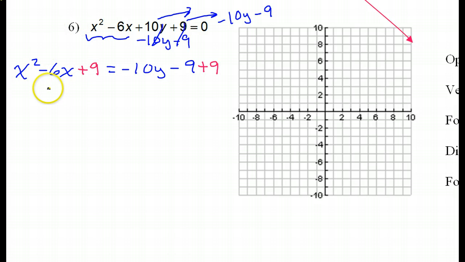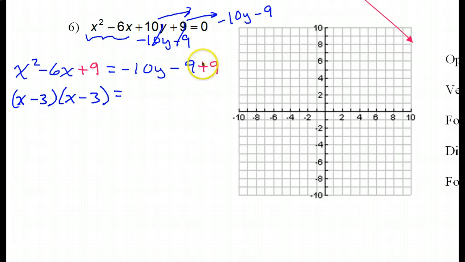Anytime you complete the square, it's going to factor as the same thing twice. So in this case, x minus 3 times x minus 3. Notice the sign comes from the middle term. If that's negative, they will be negative. It doesn't come from this because that's always positive no matter what, so ignore that.